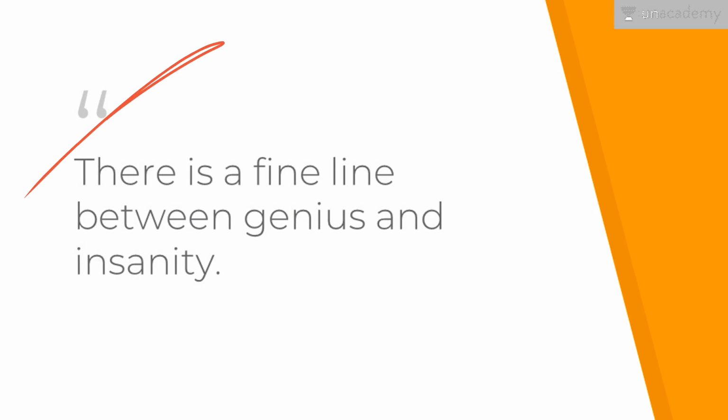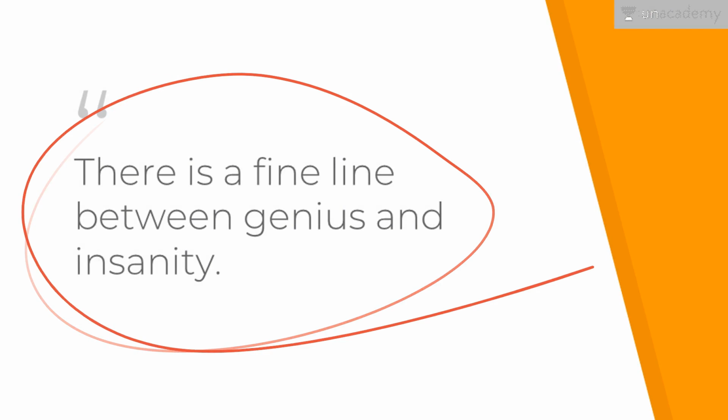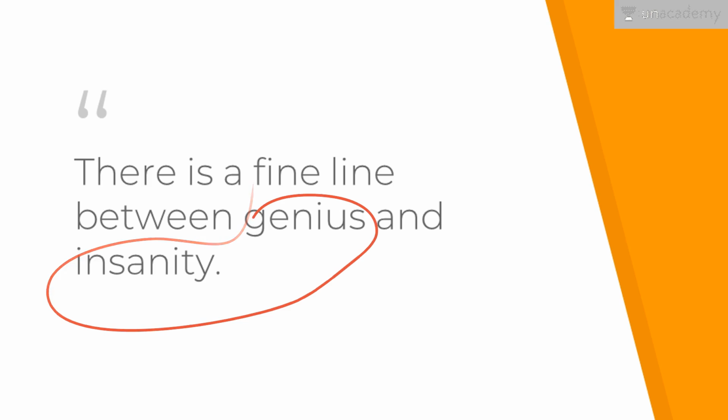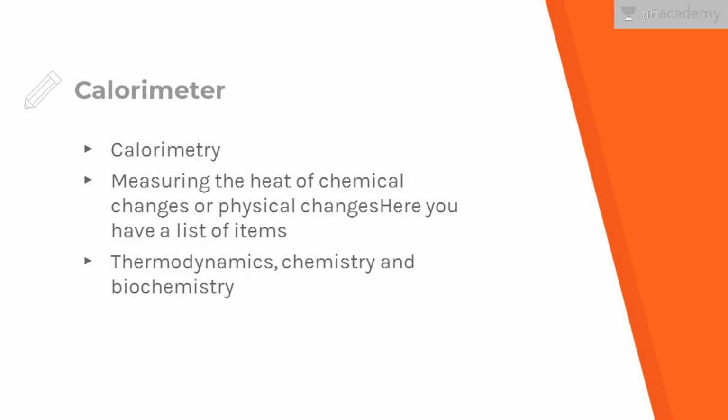Before going on to that, let's have a quotation. There is a very fine or thin line between genius and insanity. If you have to do anything, whether you have to term that guy as genius or insanity, you need some measurements or some metric instruments. That's what calorimeters are used for, to determine whether the fuels or resources are worthy of being a fuel or not. So let's start with our lesson.